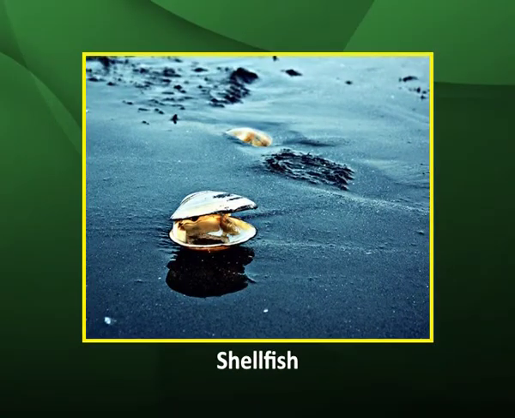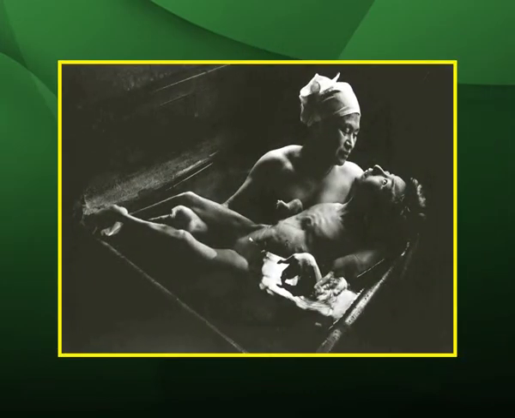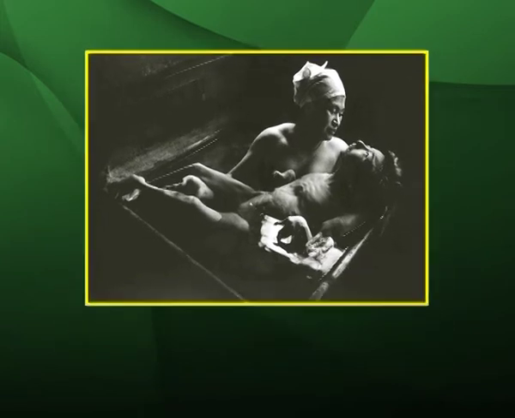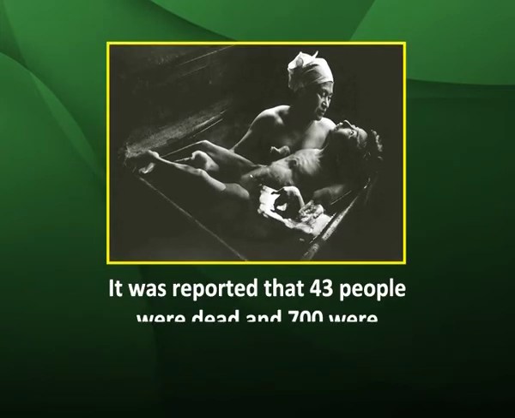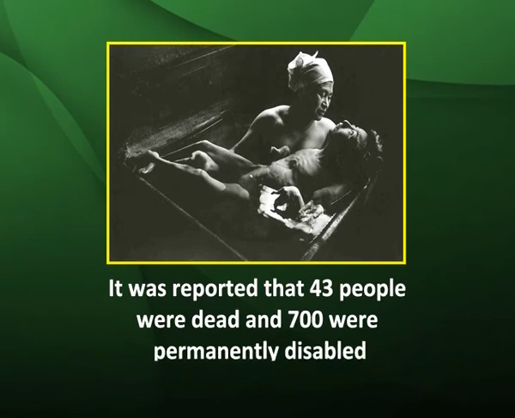An example is mercury pollution in Minamata Bay, Japan. The source of mercury pollution was a plastic plant that dumped mercury chloride into the bay, and shellfish were contaminated with mercury. People who consumed the shellfish were severely affected, and it was reported that 43 people died and 700 were permanently disabled. The bay is still unusable for fishing and shellfishing.